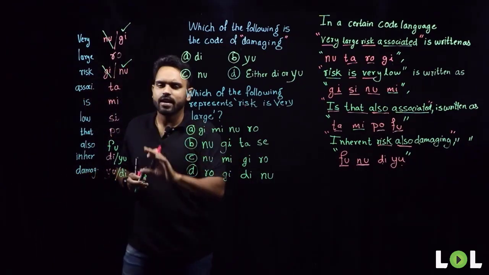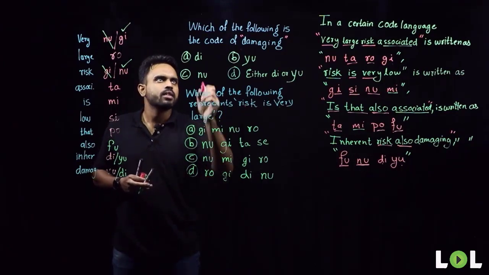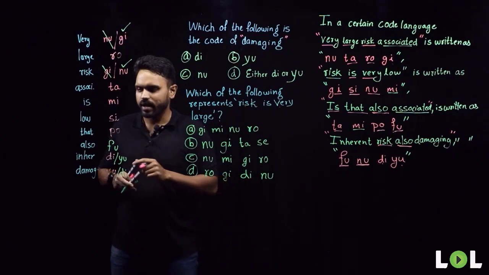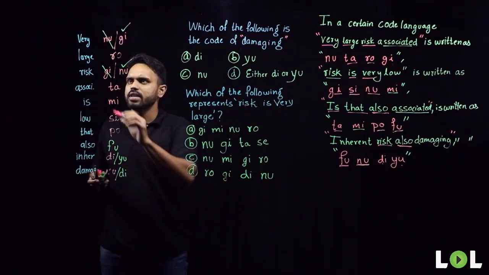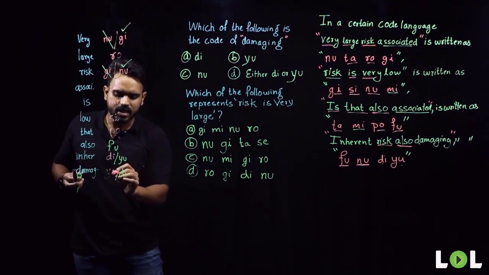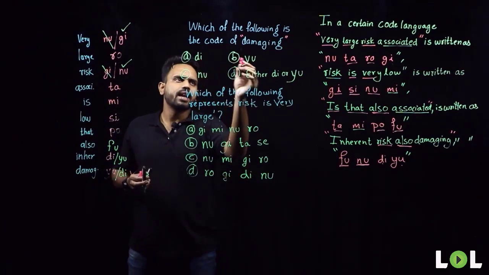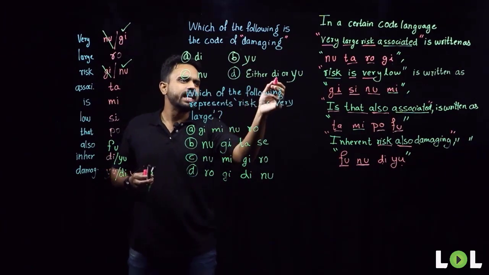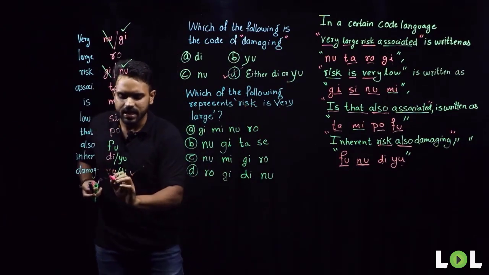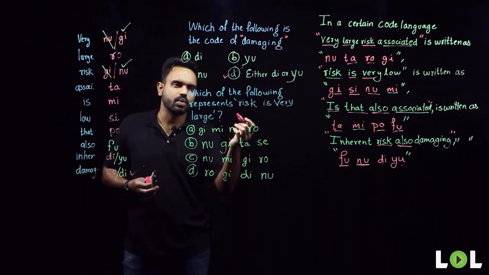Now, after we are done with this, we'll take up the question. Let's have a look at the question. Which of the following is the code of damaging? I can quickly arrive at the code. What is the code for damaging? So I can see damaging here. Okay. Damaging is either YU or DI. Here I have given DI, YU, NU, either DI or YU. So I'll have to go with this option. It is either YU or DI. Either DI or YU. Next question.